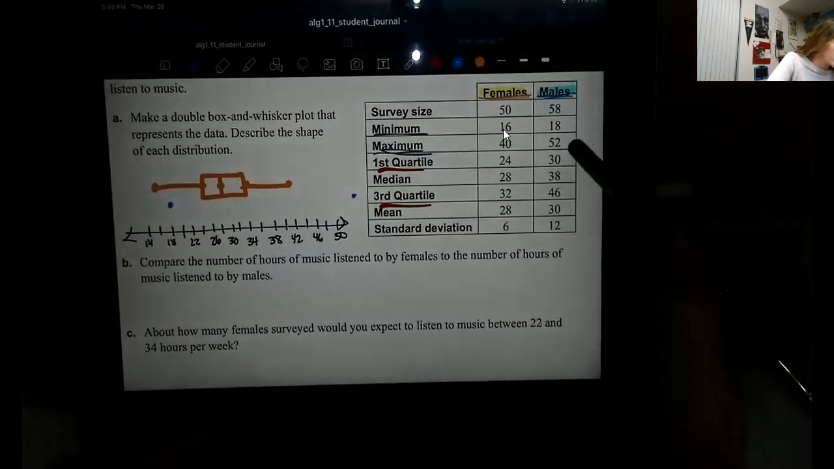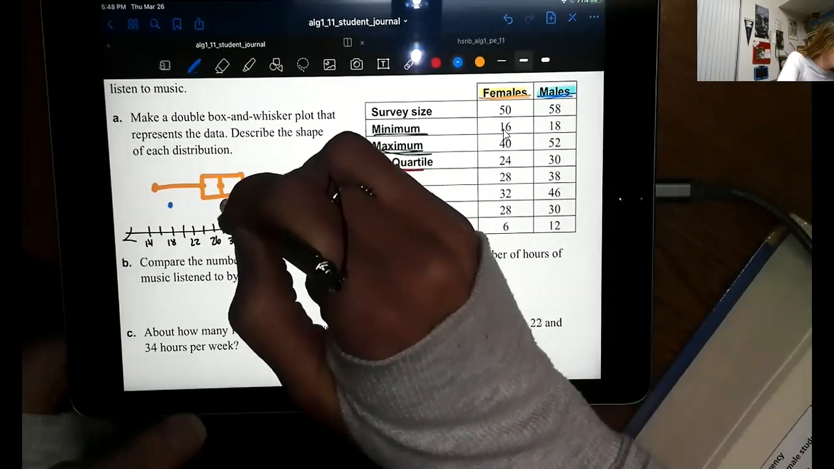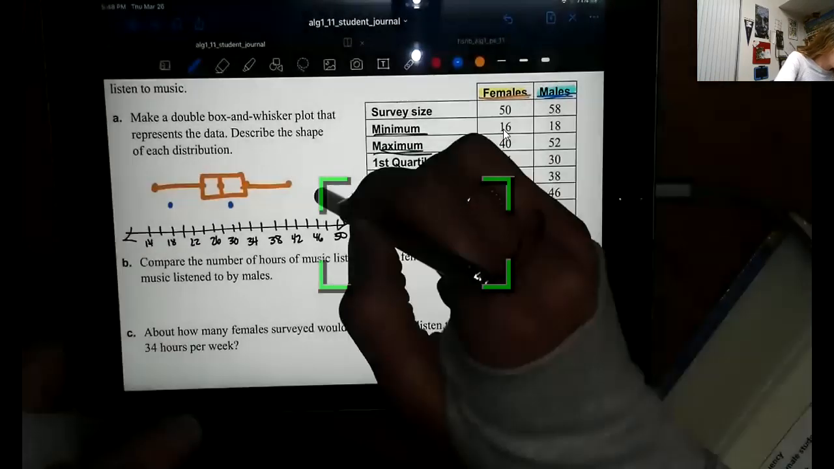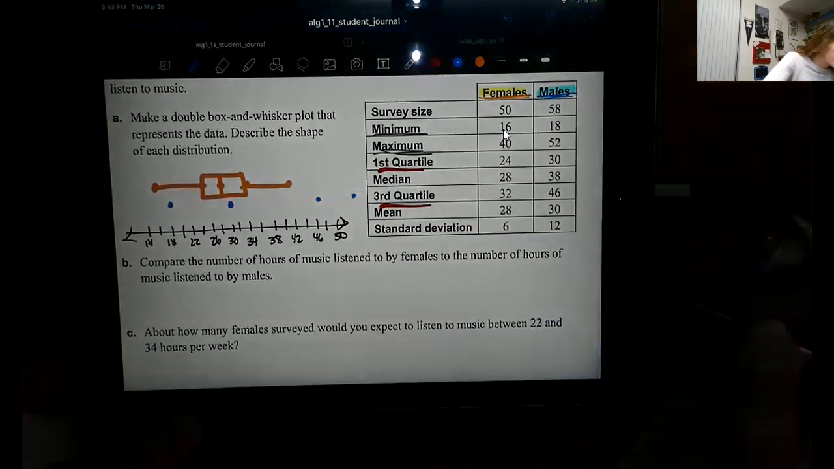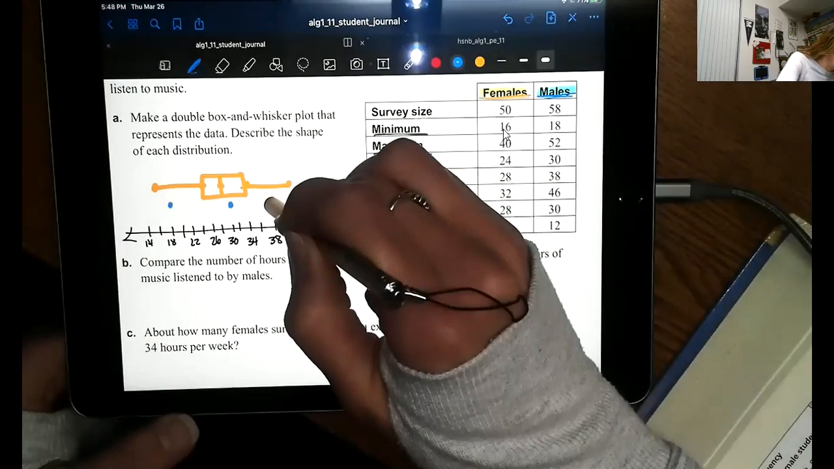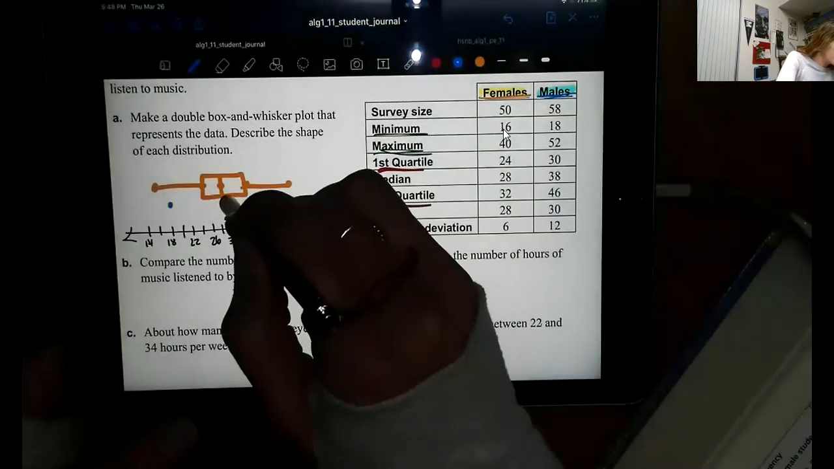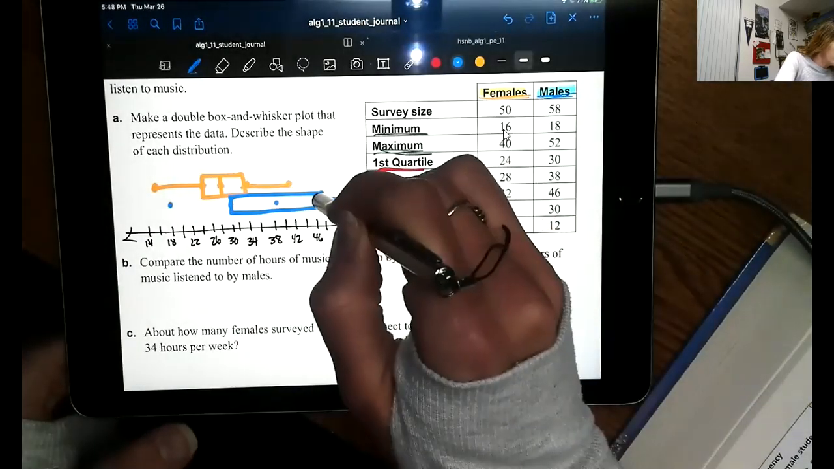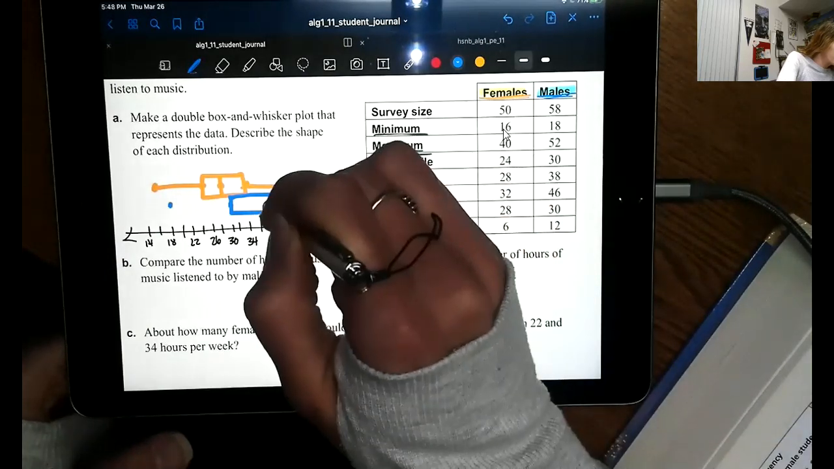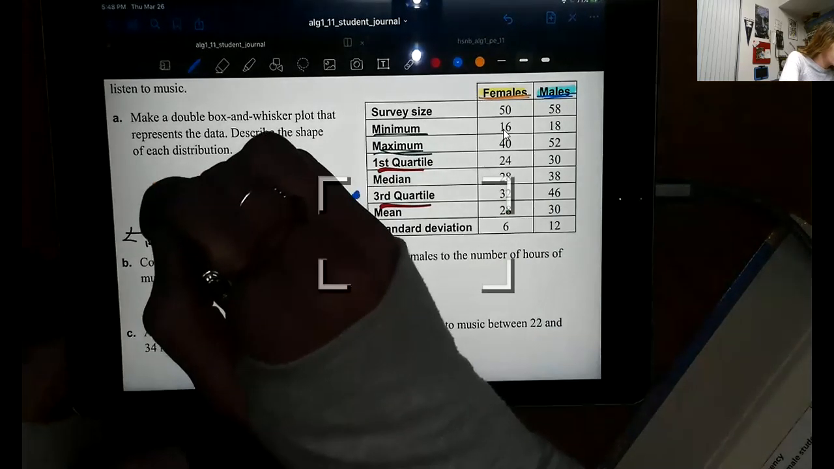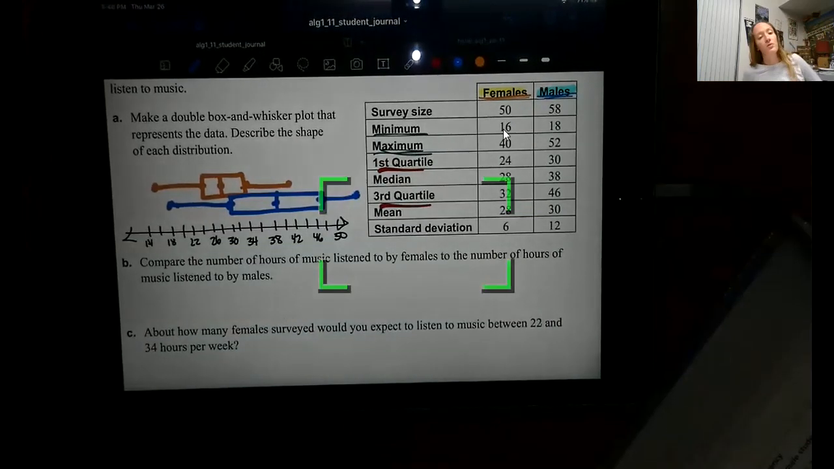Now for males, let's get the rest of the information in. The first quartile is 30. The third quartile is 46. And then that center, that median, is going to be 38. There we go. So at this point, I can go ahead and follow my boxes as well, trying to be really obvious on the key points. There's the median, this quartile going out. There we go. Okay, so we have both of our box and whisker plots.